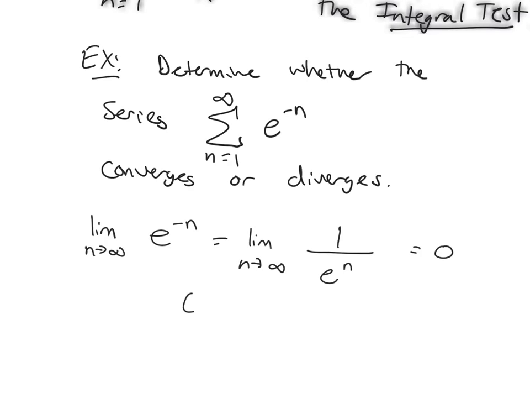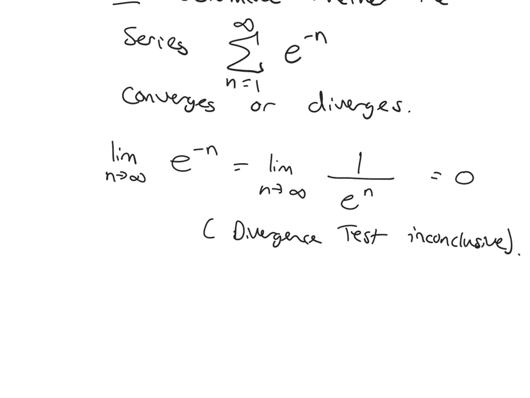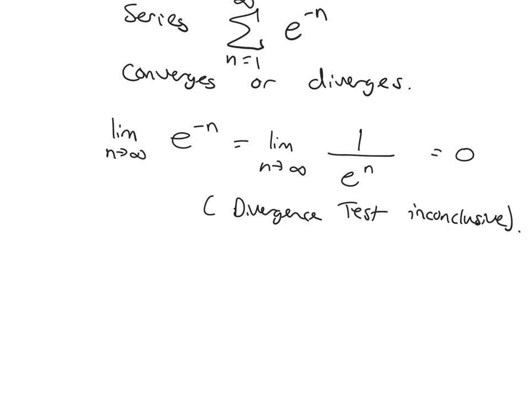So remember, get 0. The divergence test doesn't tell you anything. Divergence test inconclusive. If I got something other than 0, I would be done, but I didn't. So we got to do something else. And right now for us, that something else is to do the integral test.